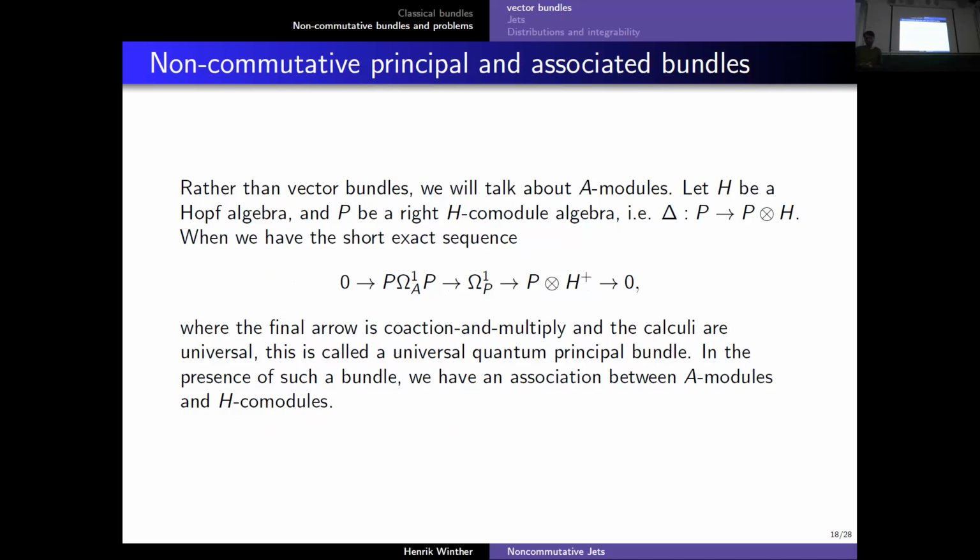Right, so we're also going to need non-commutative principal bundles and their associated bundles. So now we are in the setting where we have two algebras and a Hopf algebra. H is a Hopf algebra, P is any algebra, but it should be a right H-comodule algebra. So we have the coaction map going from P to P tensor H. Well, I'm mostly interested now in the case of universal principal bundles, so you can take these calculi to be the universal ones. If this is a short exact sequence, then it's a non-commutative principal bundle. My general interest in this is equivalent to the Hopf-Galois extension. Right, yes. P is a Hopf-Galois extension.